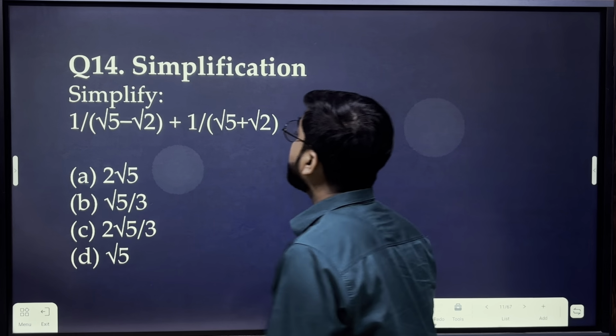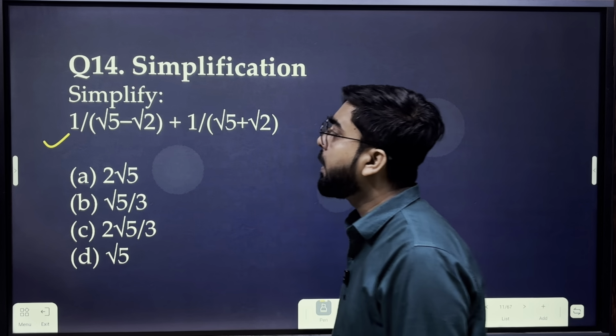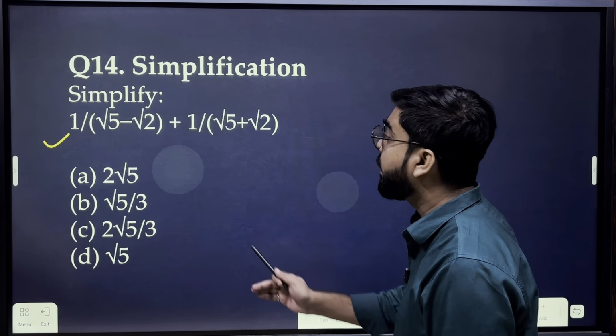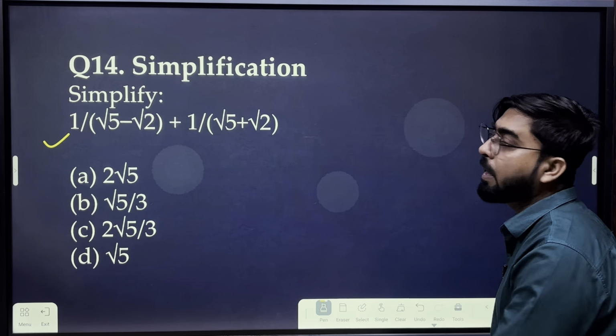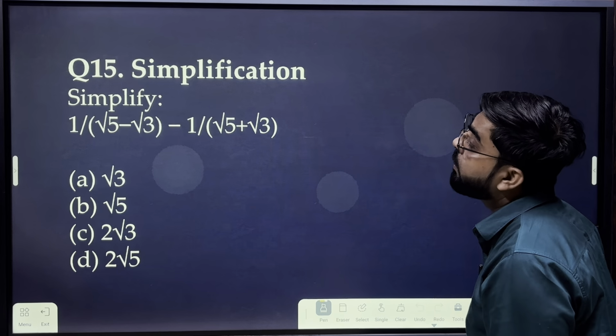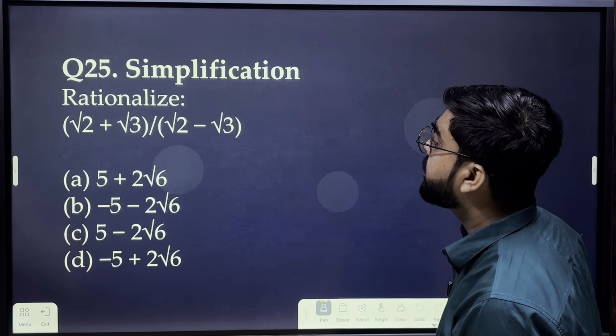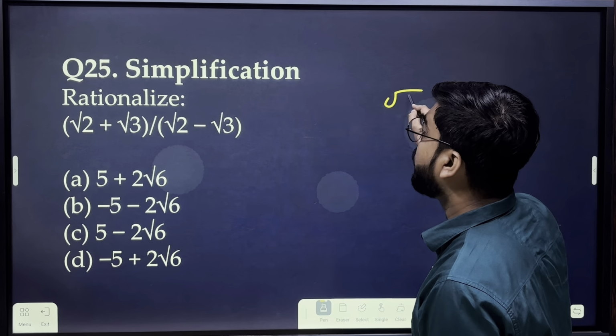Now, this is the same question, root 5 minus root 2. Earlier it was root 7 minus root 3. So, simple question. You can solve this. I am not going to solve this. Okay, next question. This is even easier.